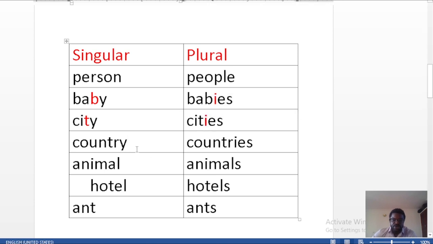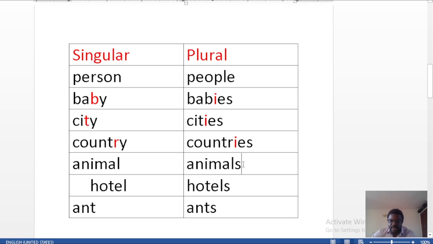Same goes to country. Cambodia is a country. So this country, we look out for the letter that comes before the Y. It is a consonant too. So because it is a consonant, then you replace the Y with what? I. And add what? ES to make the word plural. It becomes countries.